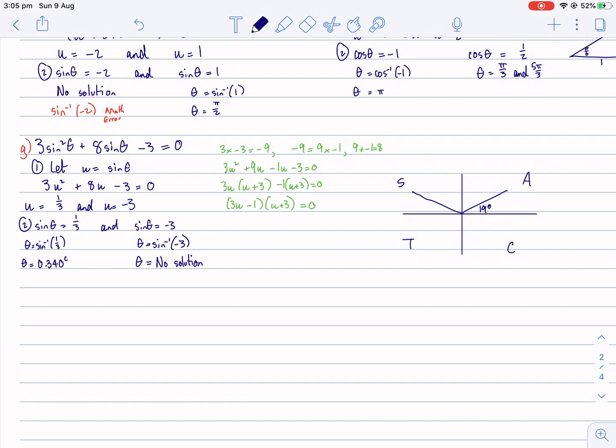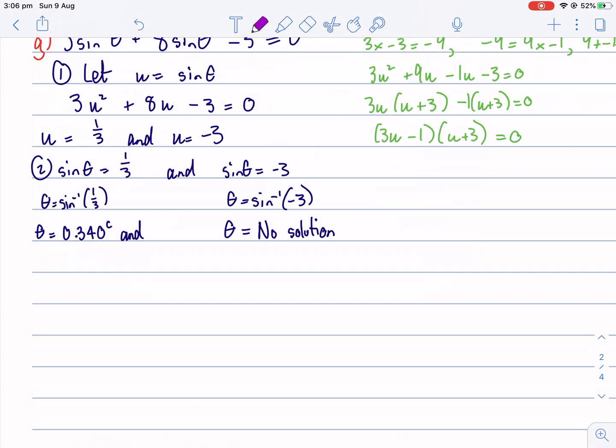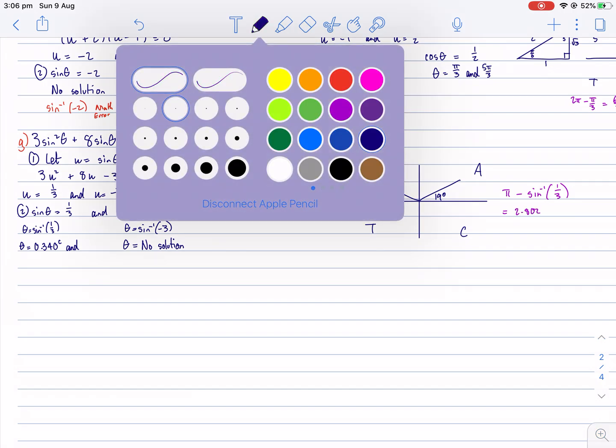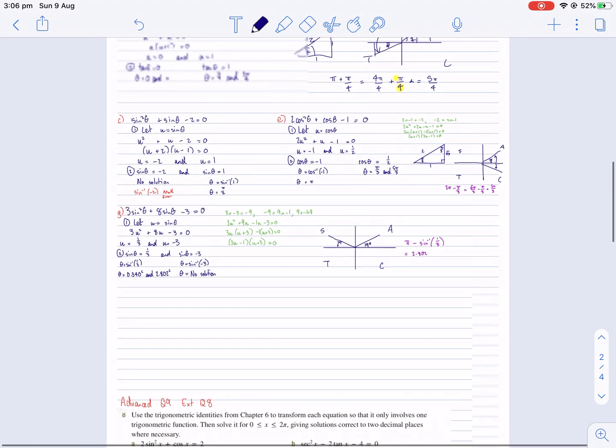It's also going to be positive here. So we've got to do pi minus that. So if we want to do pi minus arc sine a third, I need to be in radians again. 2.802. So I've got 2 answers there.